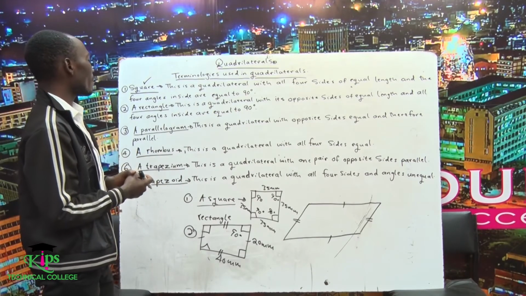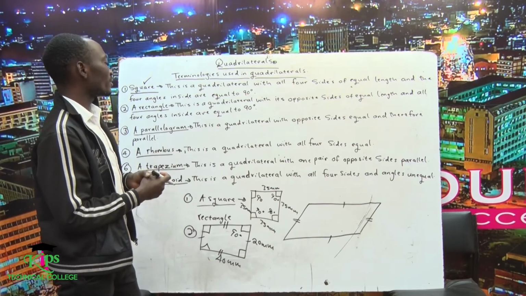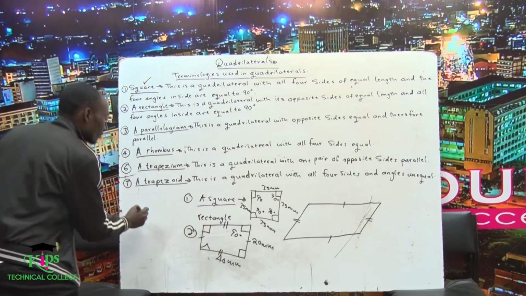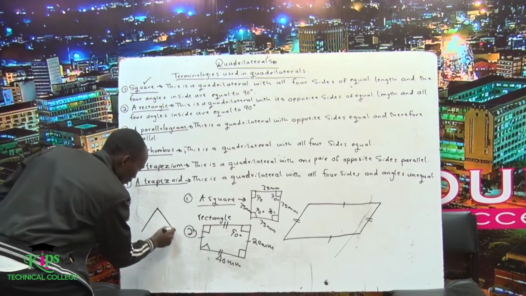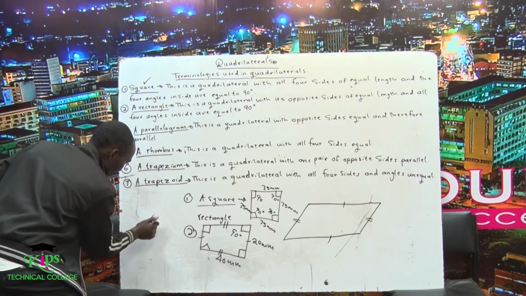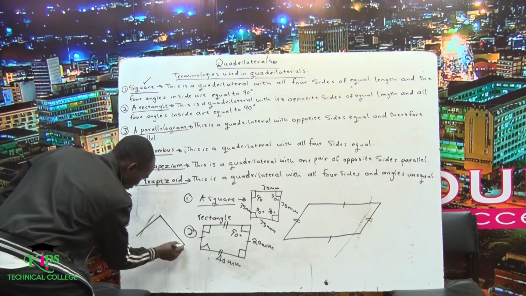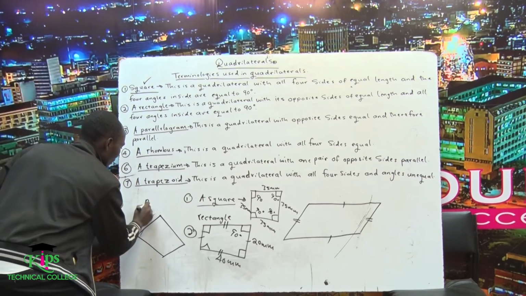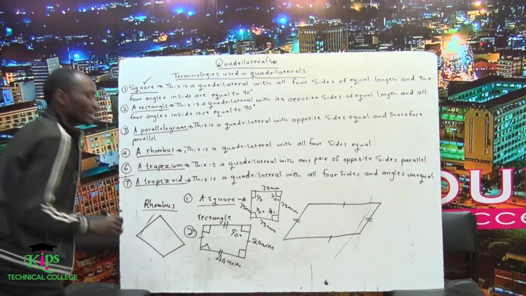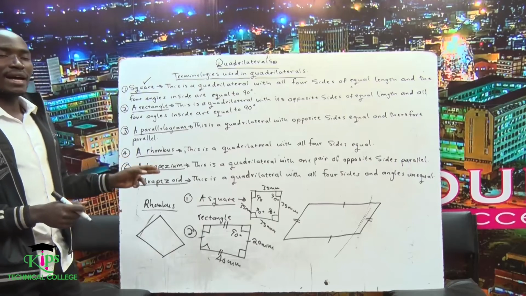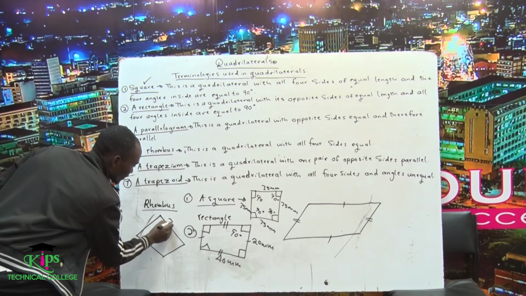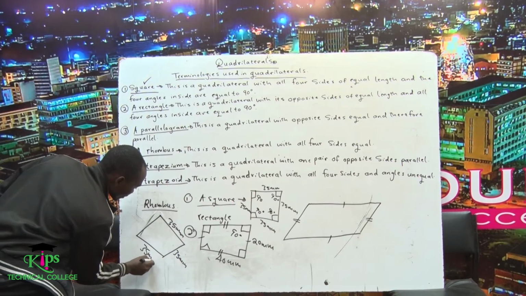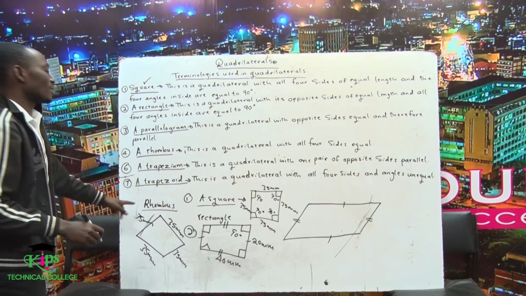The fourth one is a rhombus, and this is a quadrilateral with all four sides equal. This is how a rhombus looks. So this is a rhombus. In a rhombus, all the sides are of equal length. So if this is 35 millimeters, this is 35 millimeters, this is 35 millimeters, this is 35 millimeters. So that is a rhombus.